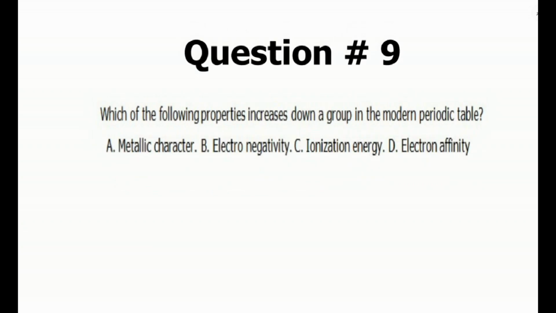Which of the following properties increases down a group in the modern periodic table? A property that increases down a group. Is it metallic character, electronegativity, ionization energy, or electron affinity?